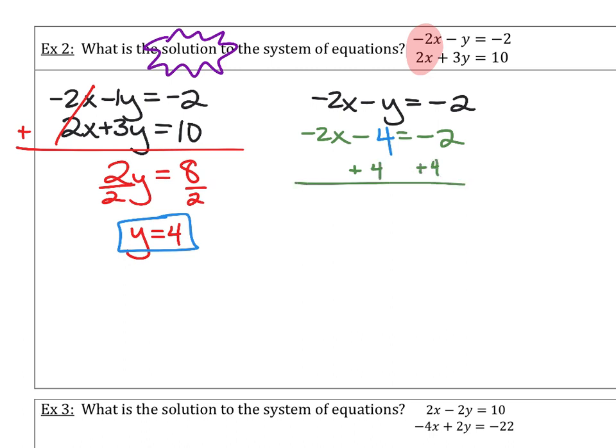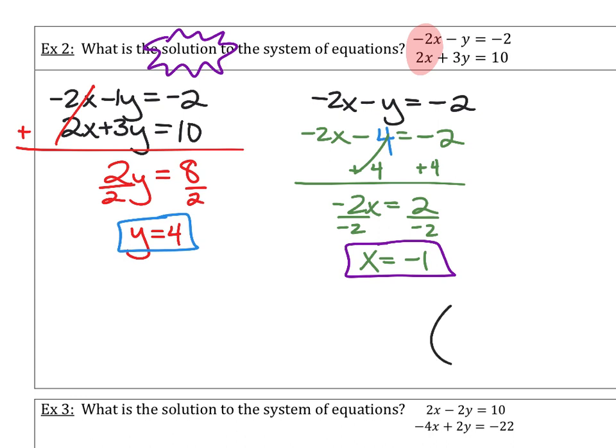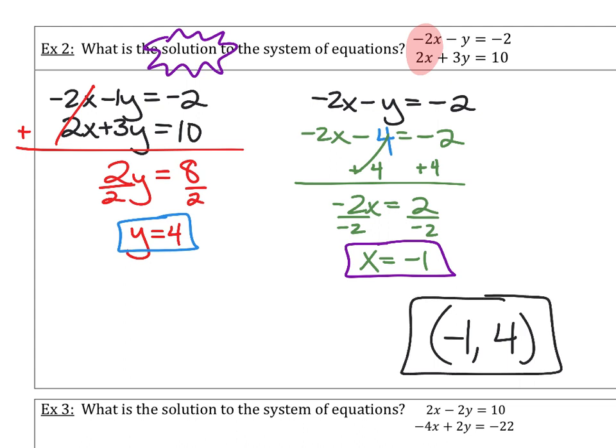This is the box method, or inverse operations. Negative 2x equal to 2, so negative 2 plus 4. I'm going to divide by negative 2, divide by negative 2. We get x is equal to negative 1. So I know that my final solution is the x value and the y value, negative 1, 4, that I got from the steps to use elimination.